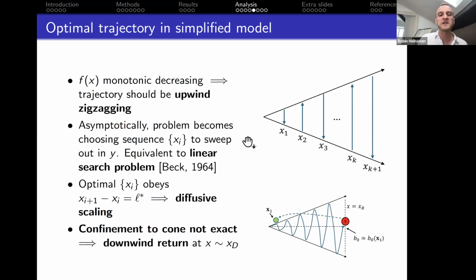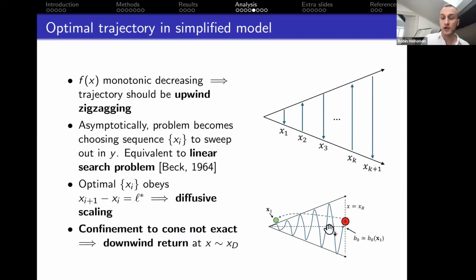Then your problem asymptotically reduces to choosing a sequence of downwind positions where you want to perform the crosswind sweeping out. And it turns out that this discrete decision problem is exactly equivalent to a problem called the linear search problem, which is very well studied. And the upshot is that the optimal choice of these x_i asymptotically obeys this relationship, which just says that the separation between consecutive points is in fact exactly L star. And it's a couple lines of work to show that this in fact gives us the diffusive scaling.